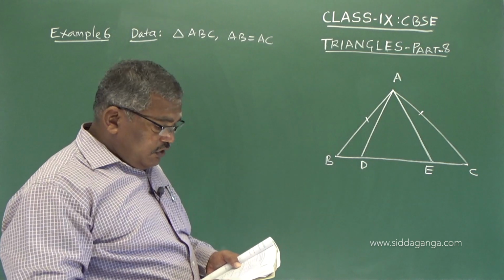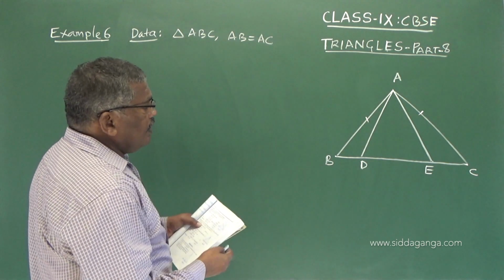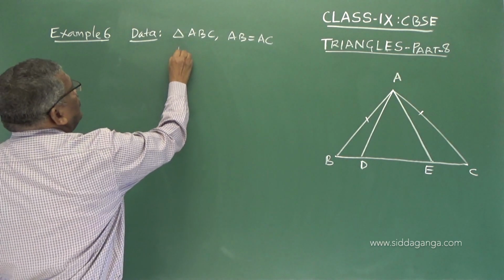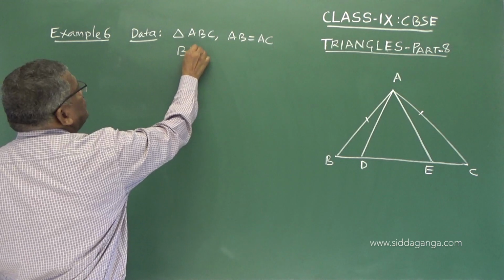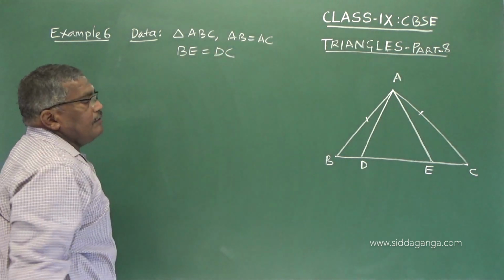D and E are points on BC such that BE is equal to DC. So, BE is equal to DC. This is another information given.